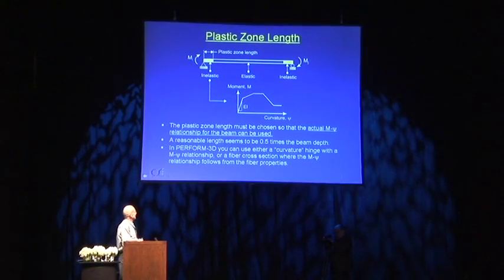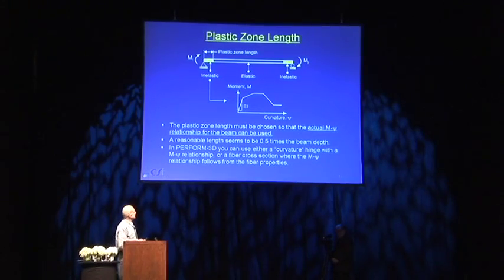So what you have to do is to pick the plastic zone length which enables you to use the moment curvature relationship for the actual beam. And there's a basic rule for this: 0.5 times the beam depth. It's really rough, but actually it's probably not bad. And for practical purposes, it's probably about as good as you can do.